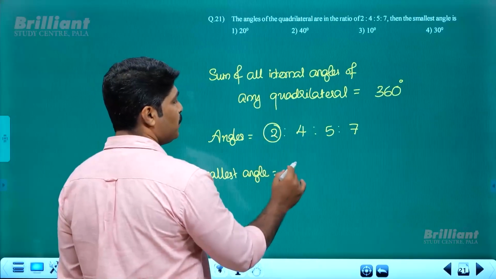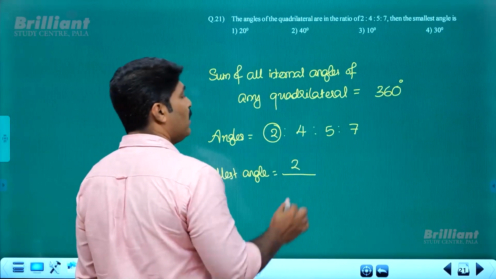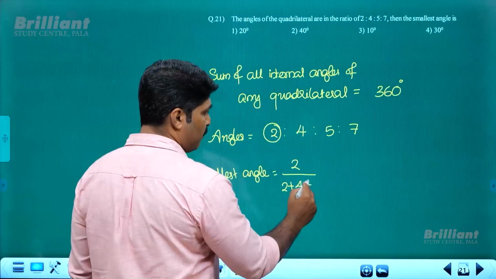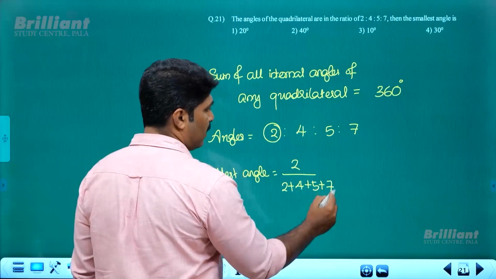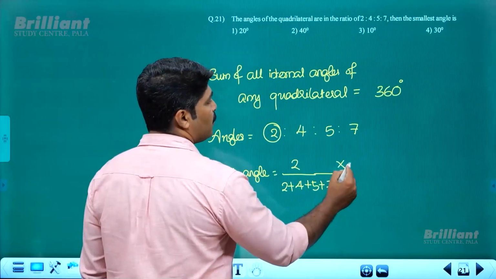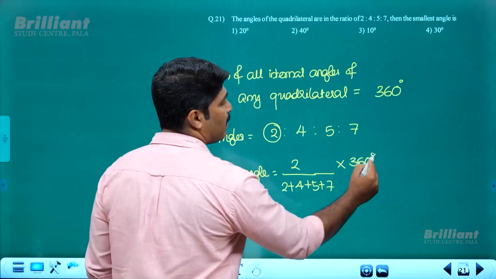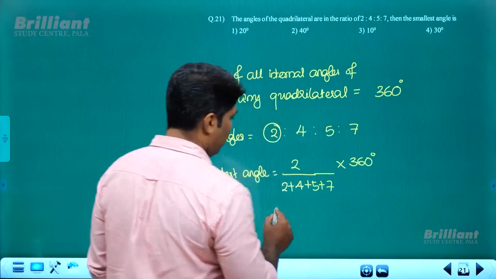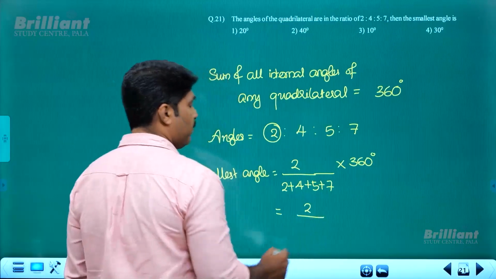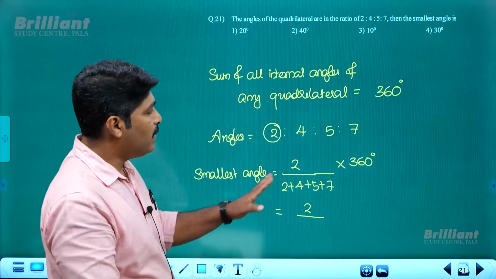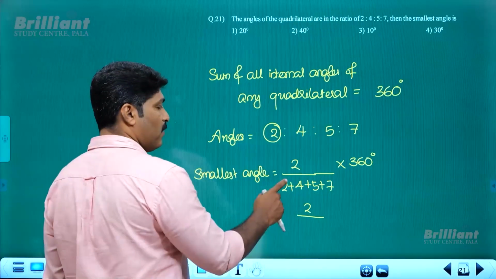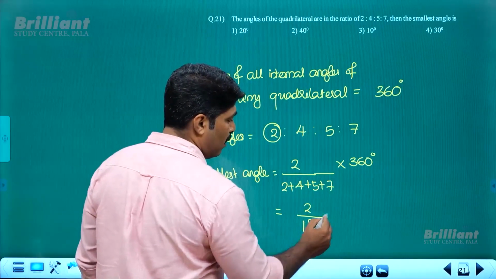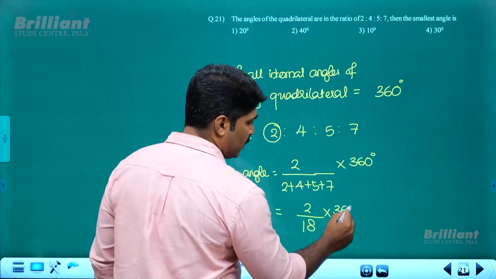value? This is 2 out of the sum of all these values. The sum of all these values, 2 plus 4 plus 5 plus 7, of the total angle. That's a simple logic here. So this is simply 2 by, while we are adding all these values, what will it become? 2 plus 4, 6 plus 5, 11 plus 7, 18 of 360.